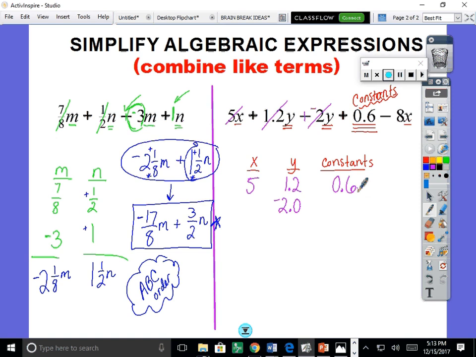I have one more to add here, or to combine, I should say. We're combining like terms. So here I have this term 8x, but caution alert. It's not a positive 8 at all, is it?